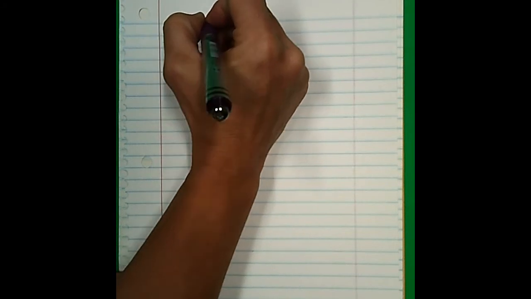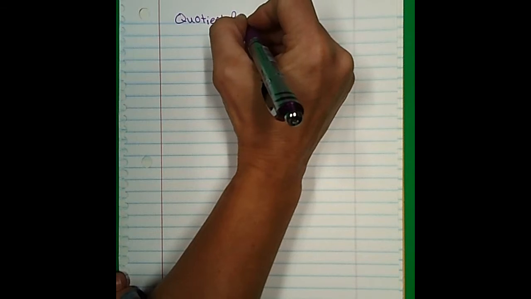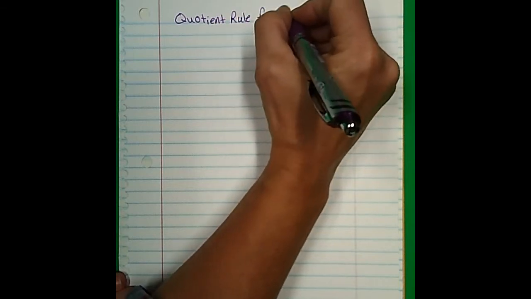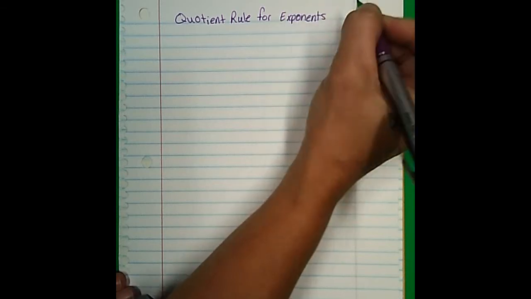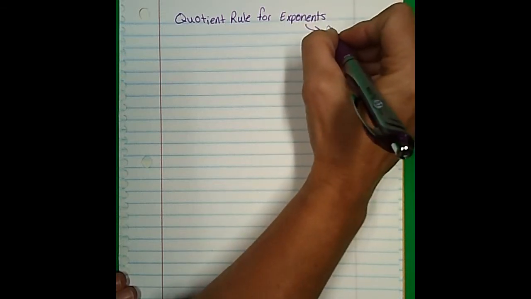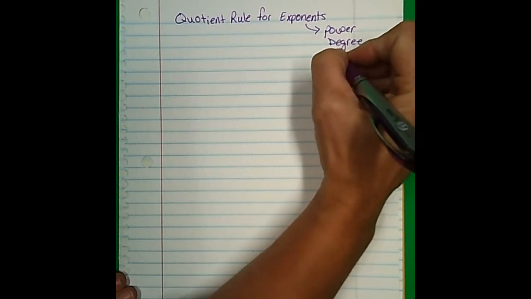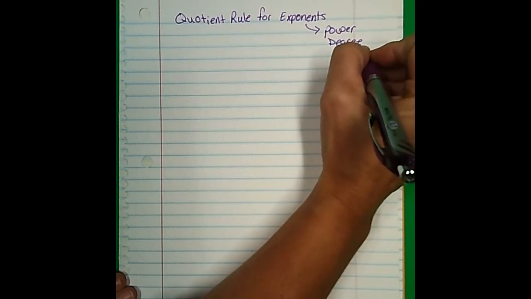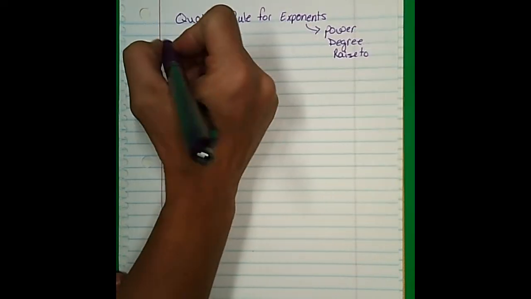Okay, so let's talk about the quotient rule for exponents. Exponents can be called power, degree, raised to. There's many different words for exponent.